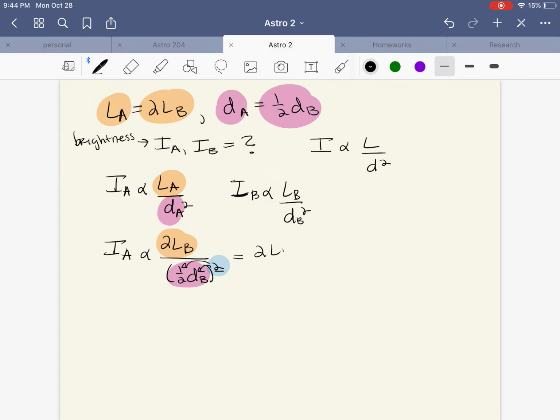So that's going to give me 2 times the luminosity of B over 1 squared, 2 squared, distance to B squared. So that's 2 luminosity of B over 1 over 4. 1 squared is 1, 2 squared is 4, distance to B squared. So here, instead of dividing by 1/4, I'm going to multiply by the inverse. So that is going to be 4.